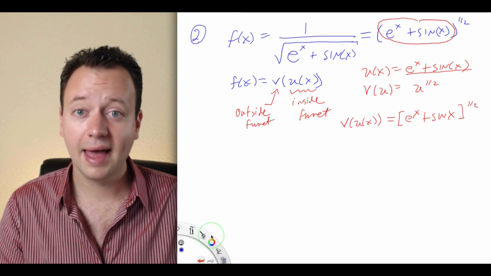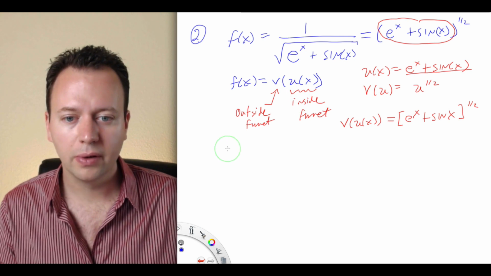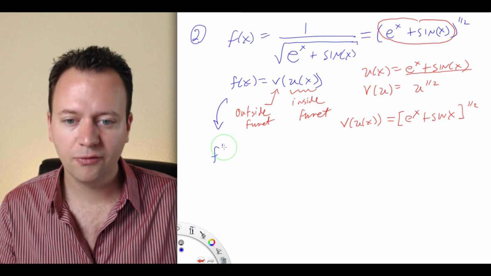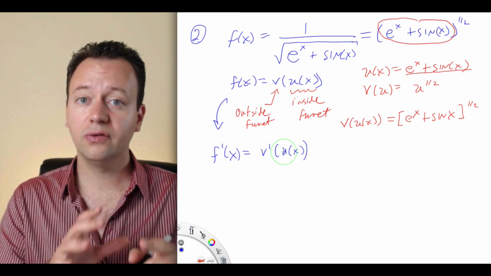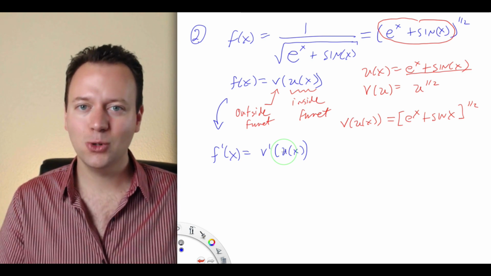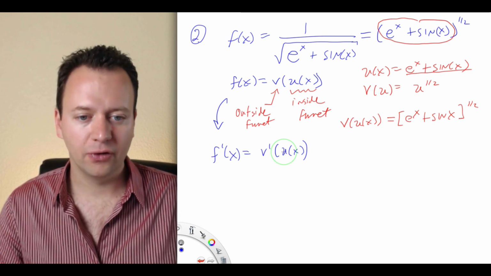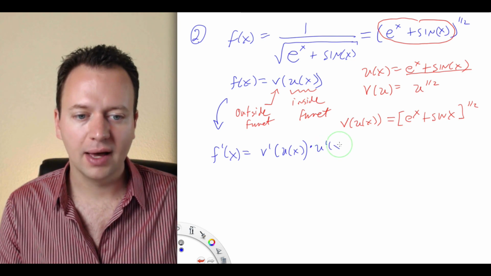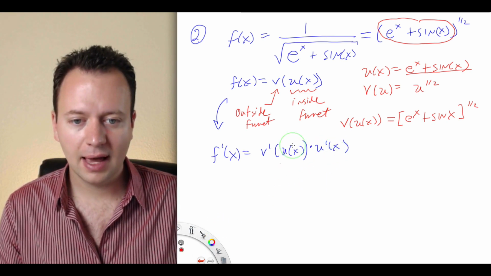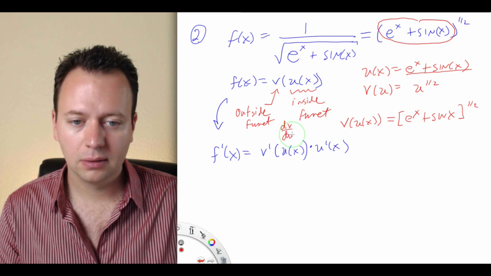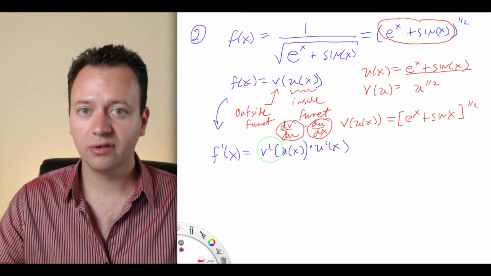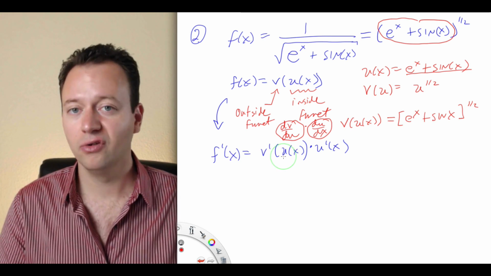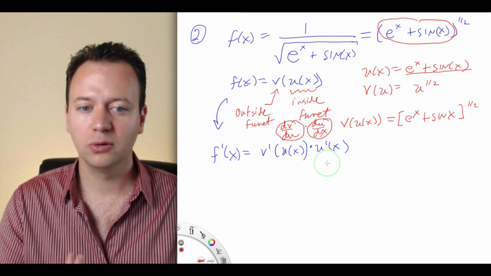But let's take a look at the specific construction with the chain rule. So the chain rule tells me that f prime of x is equal to v prime of u of x. So it's a derivative of the outer function evaluated at u of x times the derivative of the inner function, so times u prime of x. And you can think of this as just dv du times du dx, right? Because you're taking the derivative of v with respect to its primary variable, which is u, times the derivative of u with respect to x.